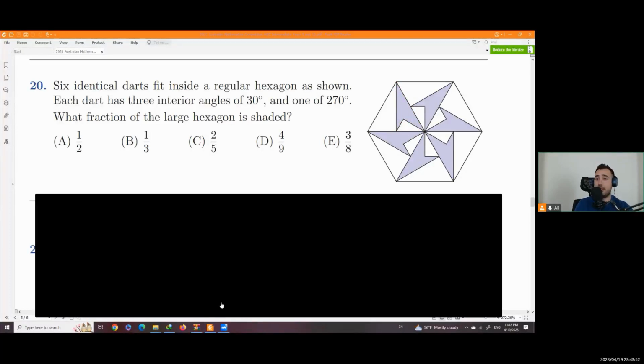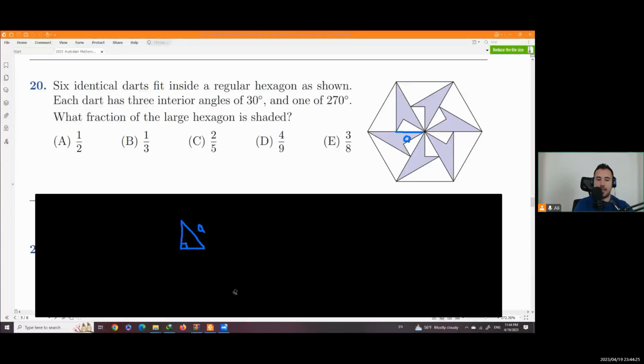Because they are similar, we just need to find the ratio of the side lengths. So this one, I'm going to call this A. This A would be the hypotenuse for this smaller one. So we're going to have one right triangle with hypotenuse becoming A.